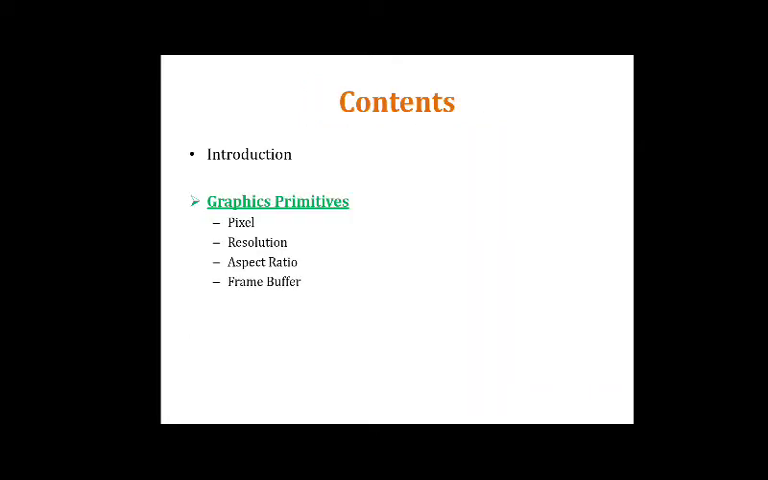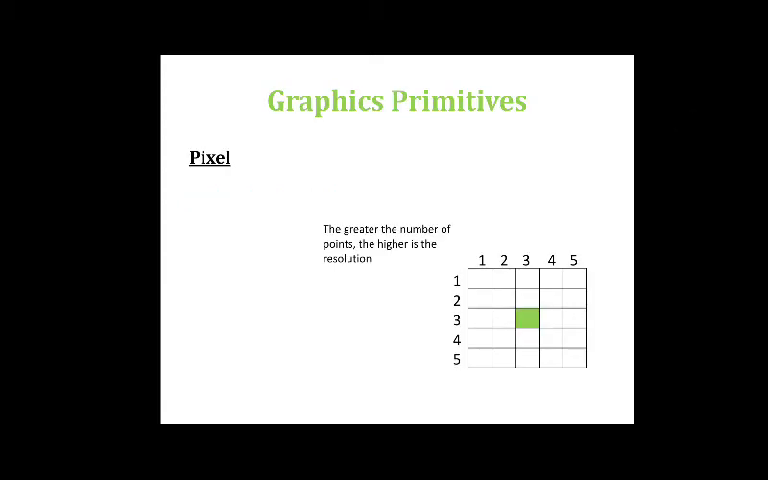Then next part is graphics primitive. What is the basic requirement for this computer graphics? That is nothing but the graphics primitive. So, we will start with the first primitive, that is pixel. Pixel is nothing but the smallest addressable unit of a screen element.